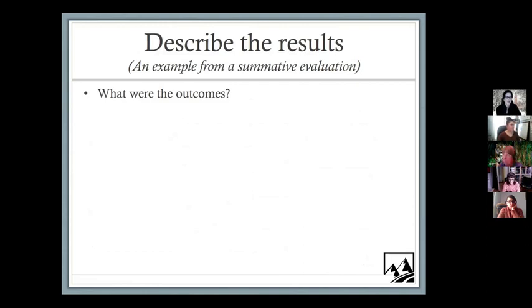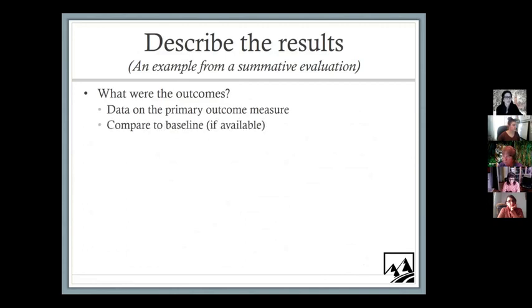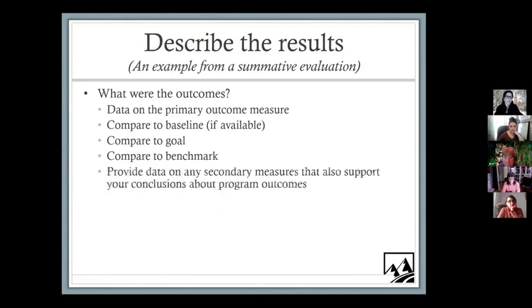What were the outcomes? You need to present data on the primary outcome measure or measures. You will want to do some comparison to a baseline if it's available, and hopefully it will be. Compare it to the goals of the project. Compare to benchmarks that are provided for you through the evidence base from, as I said before, Healthy People 2020, Healthy People 2030, or what have you. And then you want to provide data on any secondary measures that you also collected in your collection of indicators that would also support your conclusions about your program's outcomes.